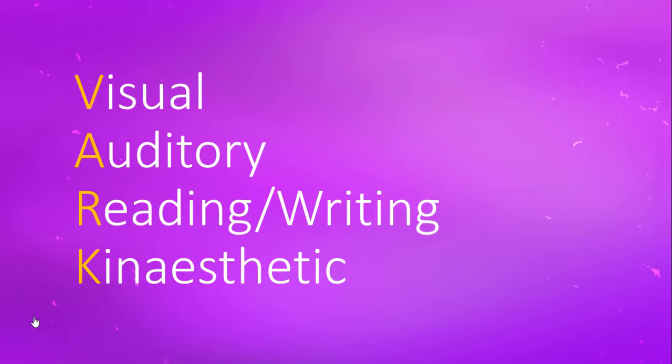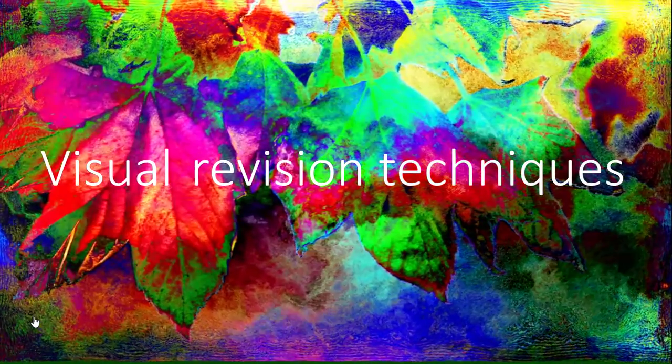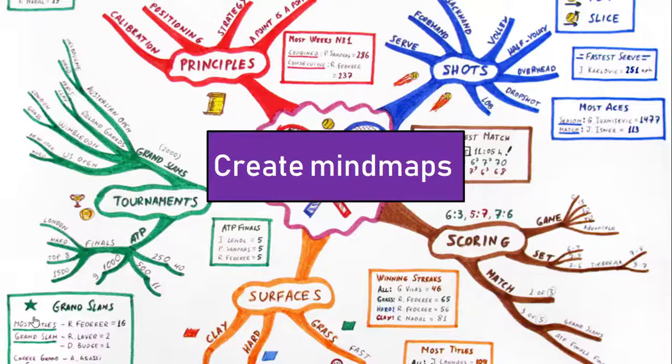So firstly, let's look at some visual revision techniques. Create mind maps. You can create mind maps on different topics to help you remember the key information and see the links between different facts or concepts. It can be useful to stick up mind maps in your home, so you will keep looking at them, and to review all your mind maps to quickly see all the important information you need to know.